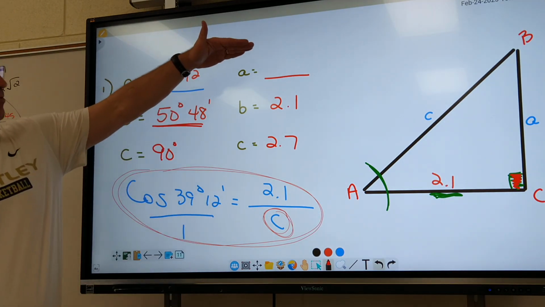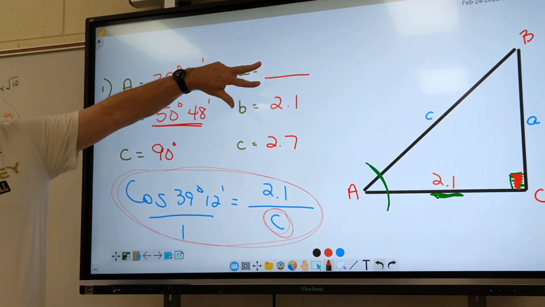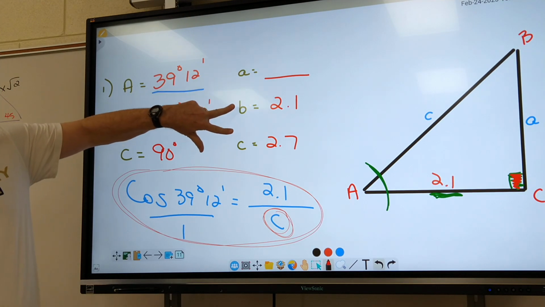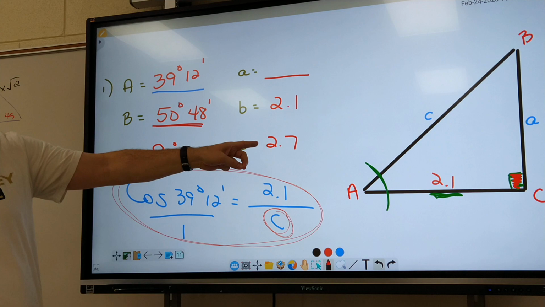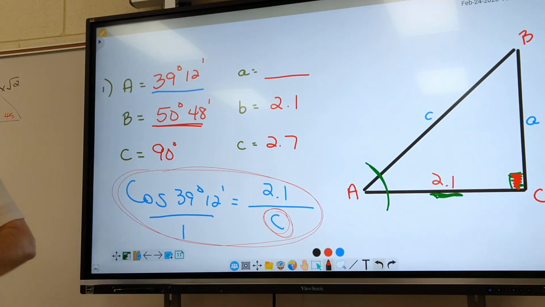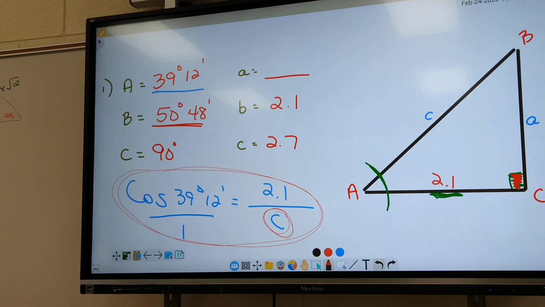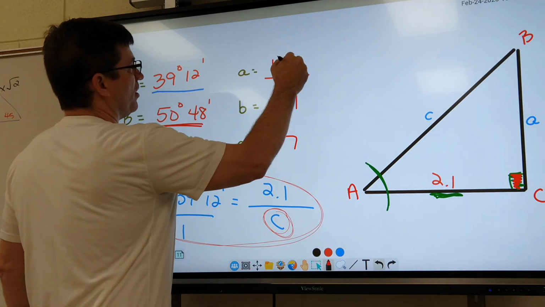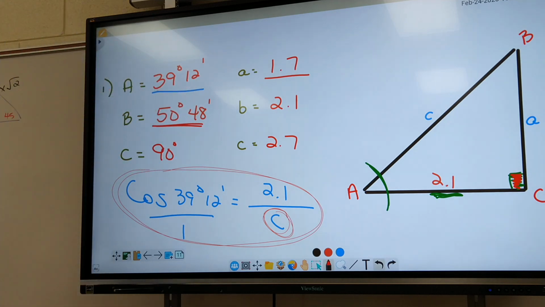If they have numbers for a and b, then you add them, right? What if I have a number for c and b? So we'll do 2.7 squared, Matthew, minus 2.1 squared. See what it gives you. 2.7 squared minus 2.1 squared is 2.88, now find the square root of that. Square root of 2.88 is 1.7. All right, that's how you find all the angles and all the sides.